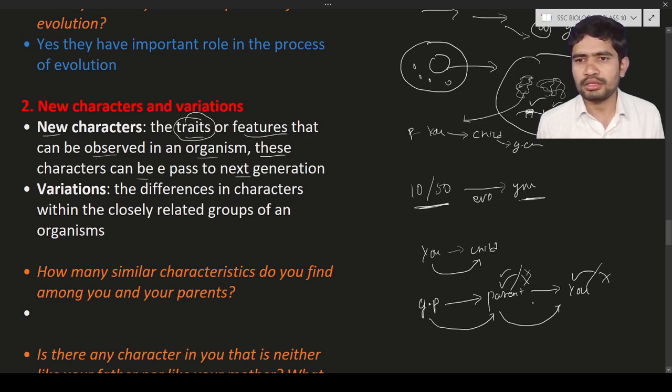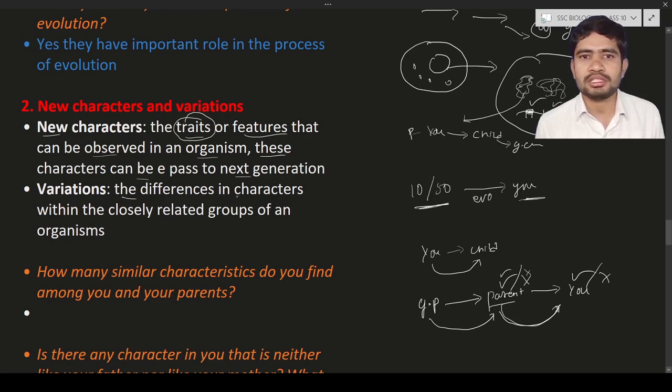Okay, so the same with the other example, like curly hair. So genes will be passed to your parent, your father or your mother. So they may express or may not express. Again, the same genes will be passed from your parents to you. These genes may express or may not express. If they express, you will have the curly hair. If the genes don't express, you will not have the curly hair. Okay. So next is the variations.